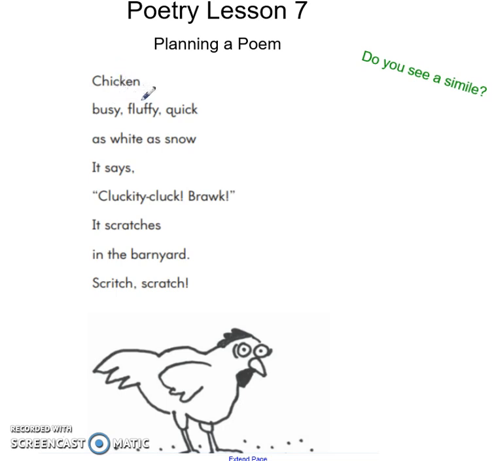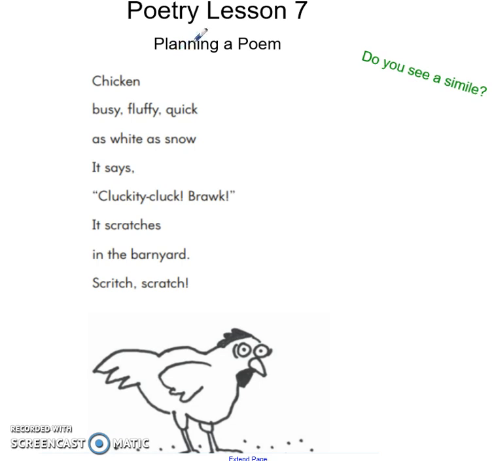Chicken, busy, fluffy, quick, as white as snow. It says, clickety-cluck brock. It scratches in the barnyard. Scritch, scratch. So in this poem, we're going to take a look at the different parts it has.